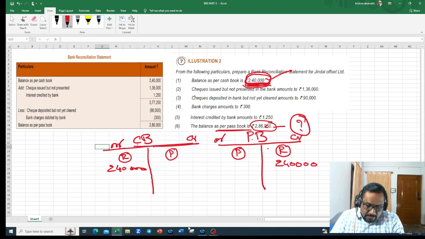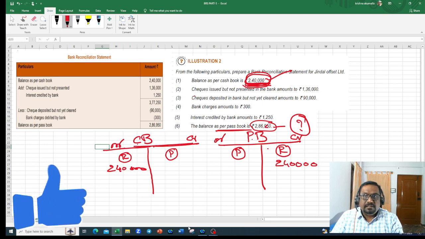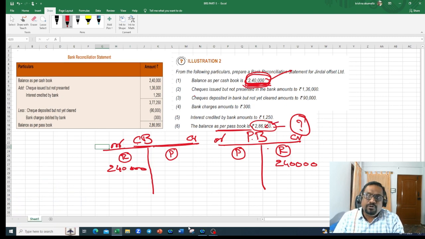Since we took the cash book balance, we are going to arrive at the passbook balance now. It is already given here, but we are going to arrive at this balance, the passbook balance. So we are finding out the passbook balance now. Hence, I kept a question mark on the passbook balance. Very simple. Now, third rule.